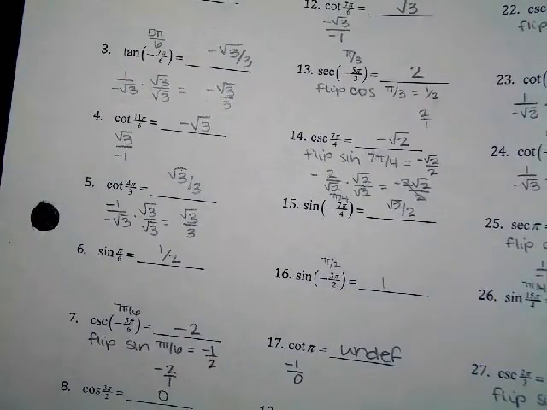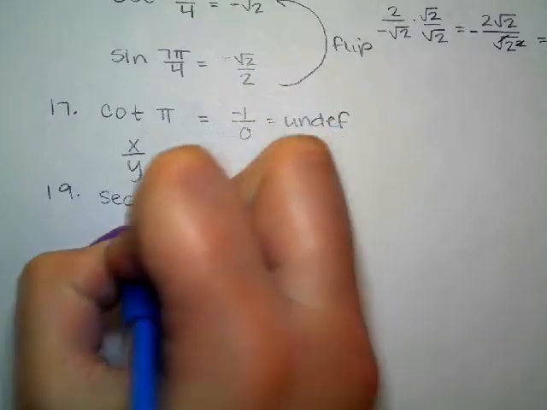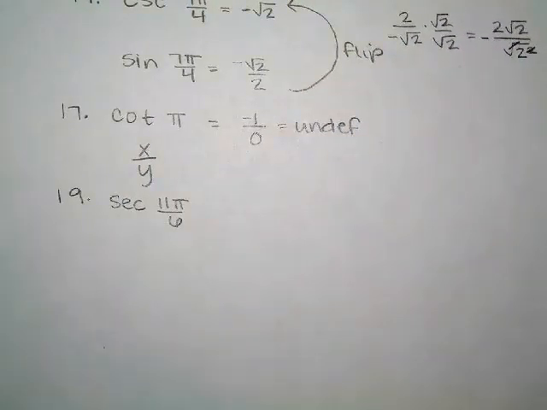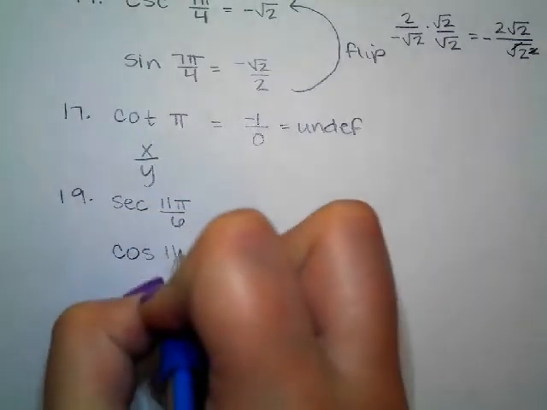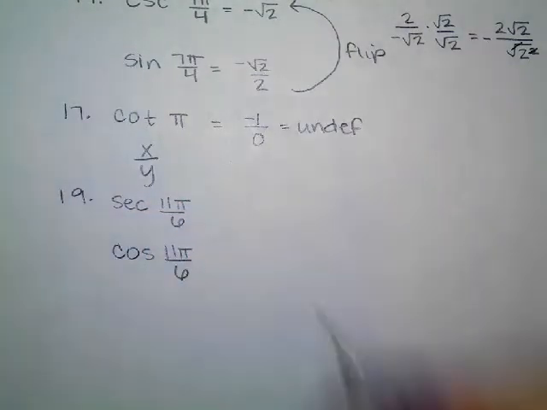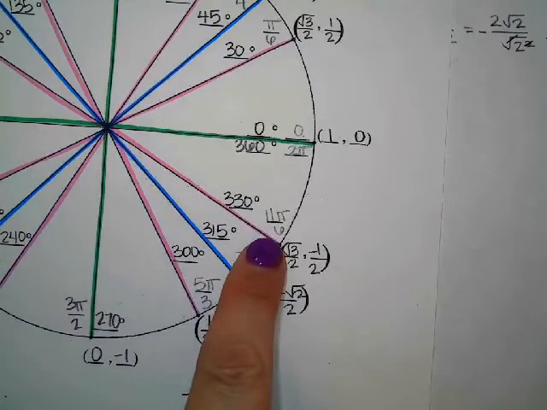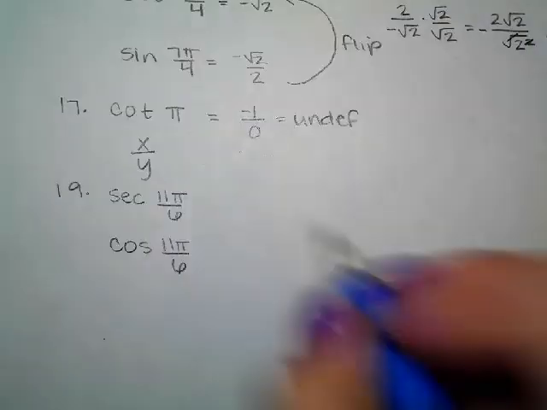19 says secant of 11 pi over 6. Okay, so secant is just the flipped version of cos. So to find this, we're going to find cos of 11 pi over 6 first. We locate 11 pi over 6. Cos is the x coordinate, so I'm going to write that down first. That's √3 over 2.